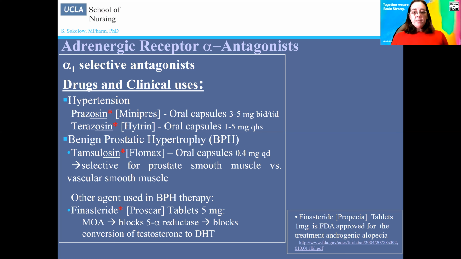And another agent that can be used for BPH is finasteride, or Proscar, and that one acts on a different mechanism, which is to block the 5-alpha reductase, which blocks the conversion of testosterone into dihydrotestosterone. And dihydrotestosterone is the active form of testosterone. So if you reduce the amount of it, then you can reduce the symptoms of BPH if it's induced by an excess of hormone.